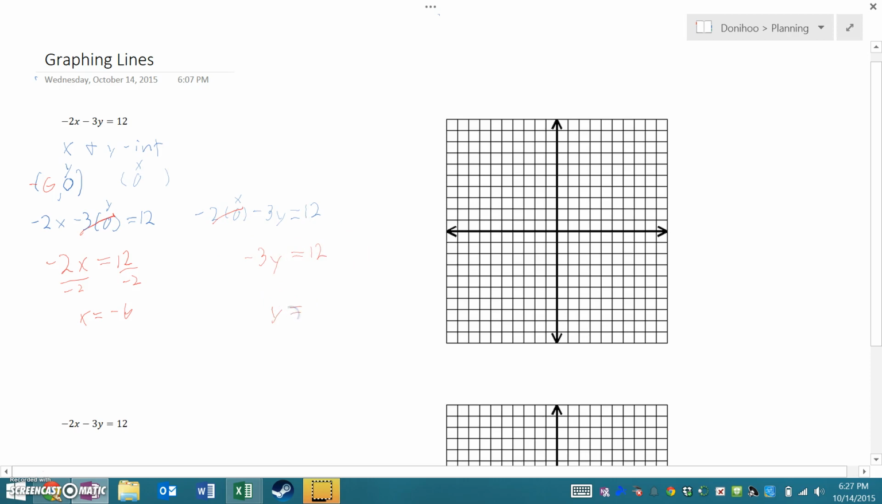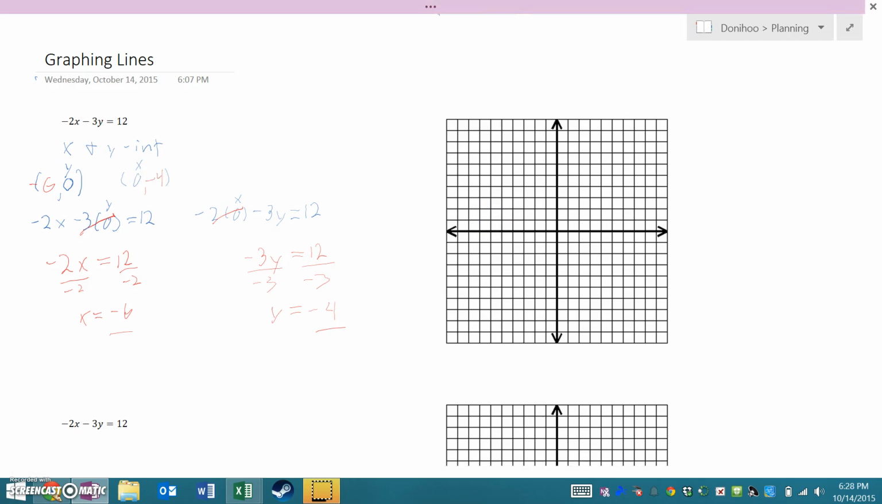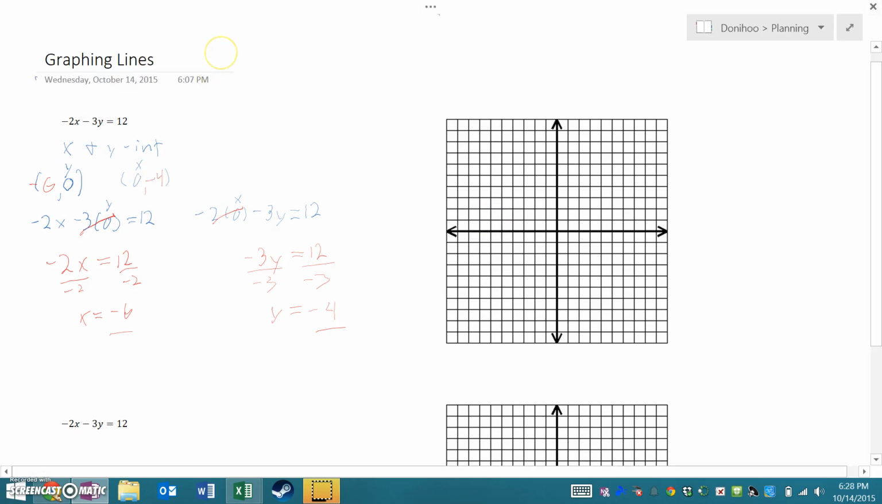Okay, so what's the y value then? Well, let's just go ahead and divide. Negative 3, negative 3. Okay, negative 4. Now all I have to do is plot the numbers for the x and y intercept, and I've got my line. And so I'll show you what that's going to look like over here.